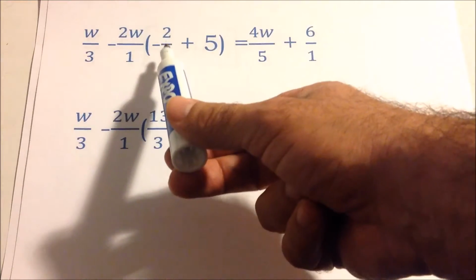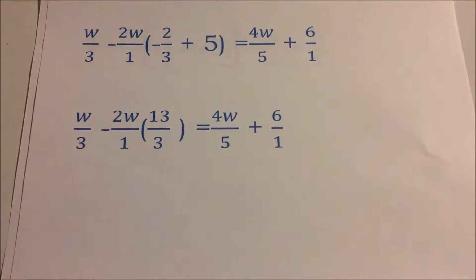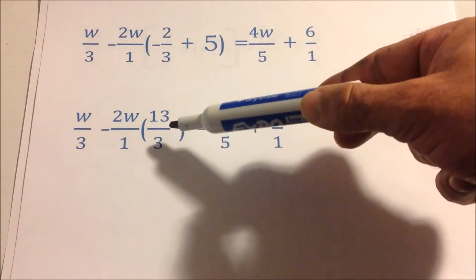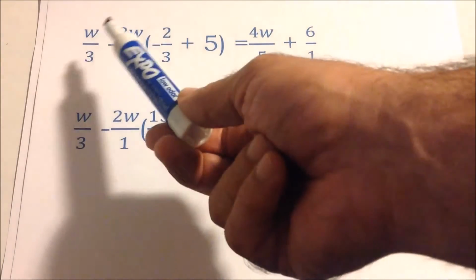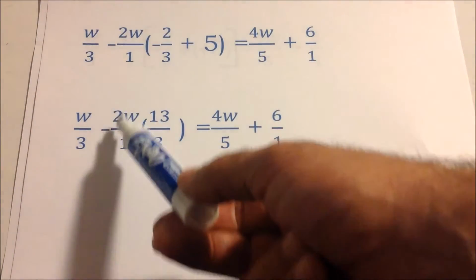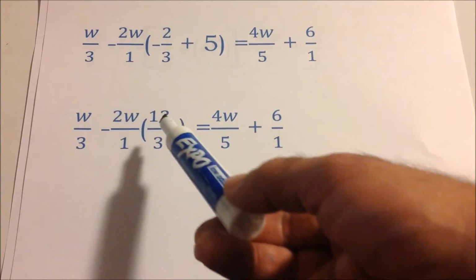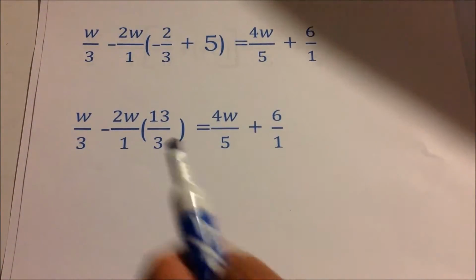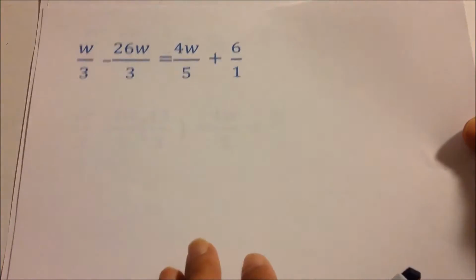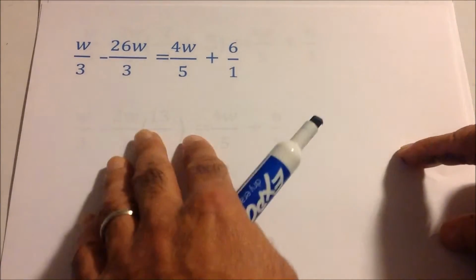So again, what we did, let's just go back so you understand that. Remember, we took negative 2/3 plus 5. We got 13 over 3. We had a negative 2w, so now it's negative 2w times 13 over 3. We have to multiply this out here. And when we did that, remember, negative times a positive will give us a negative answer, so we're left with this.